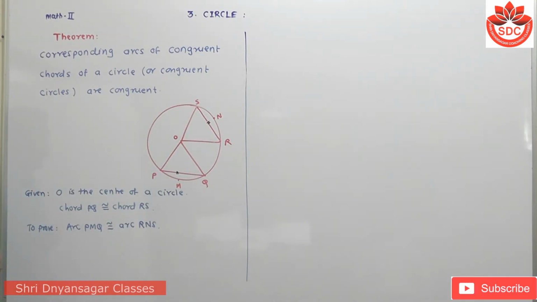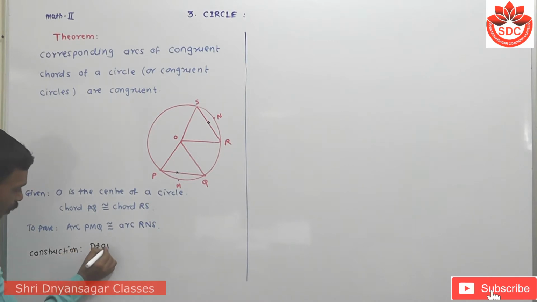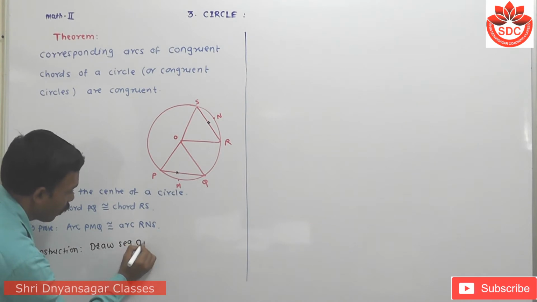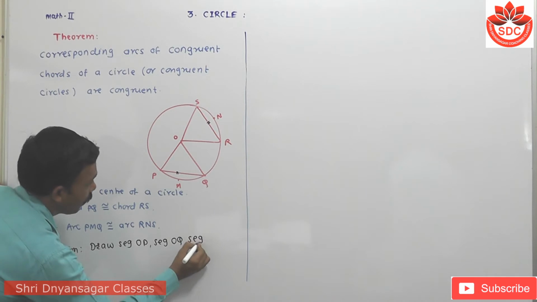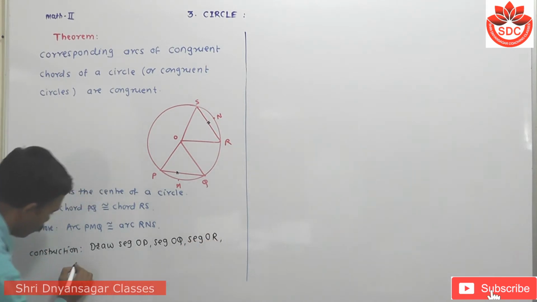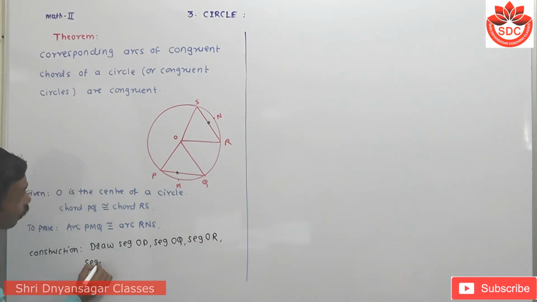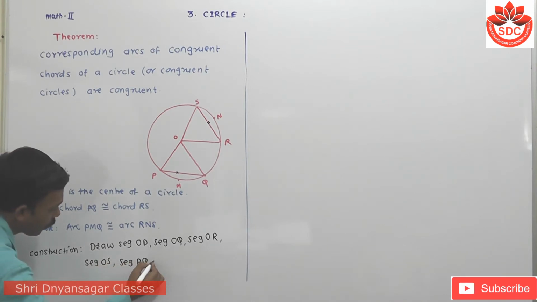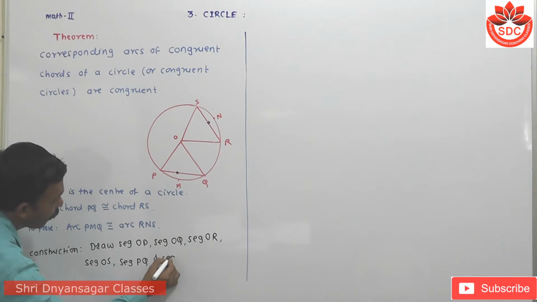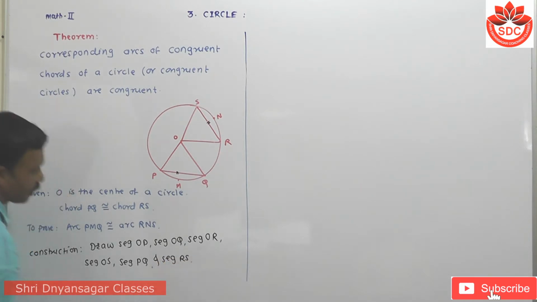We have to show this. For this, the construction is that draw segment OP, segment OQ, segment OR, segment OS, segment PQ and segment RS.